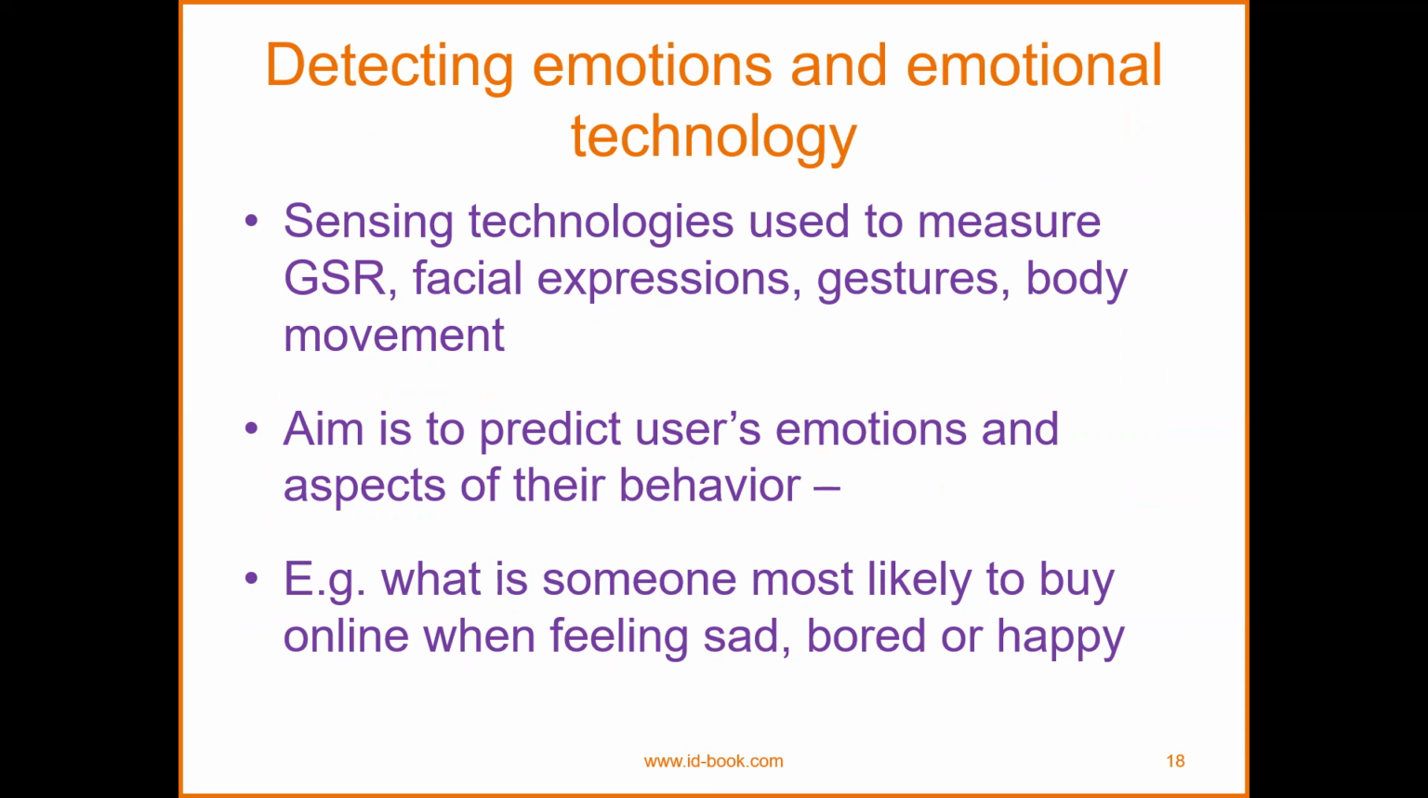Detecting emotions and emotional technology. Sensing technology is used to measure GSR, facial expression, gesture, body, and movement. So marami na ring types of system technology that are detecting or sensory type, okay, that detects facial expression, yung gestures and body movement. Meron tayong mga camera na may mga motion sensor, okay, ilang yon. Napakarami pang ibang technologies na nade-develop na ganyan. Aim is to predict user emotions and aspect to their behavior. What is someone most likely to buy online when feeling sad, bored, or happy?